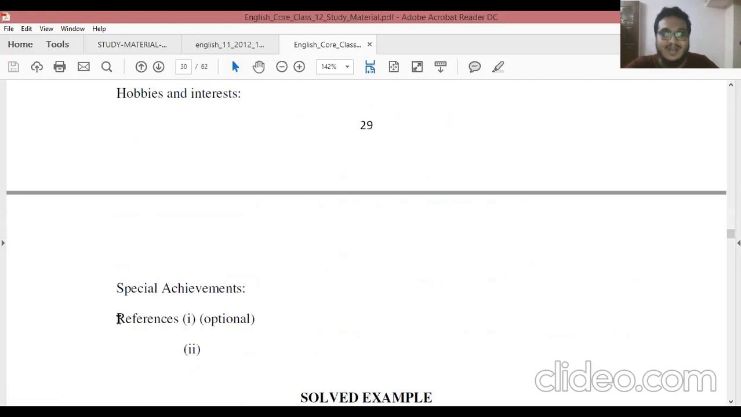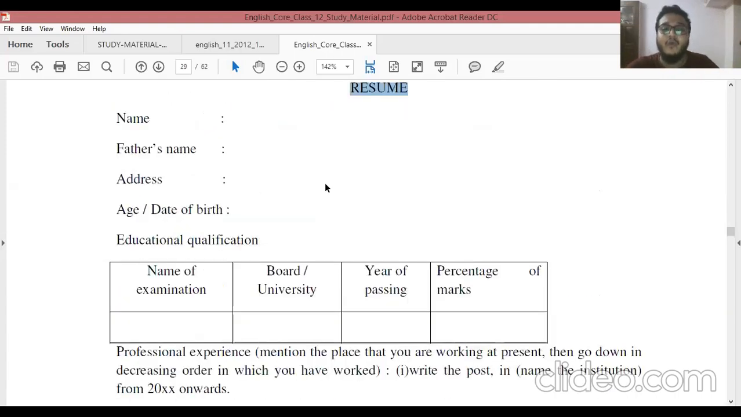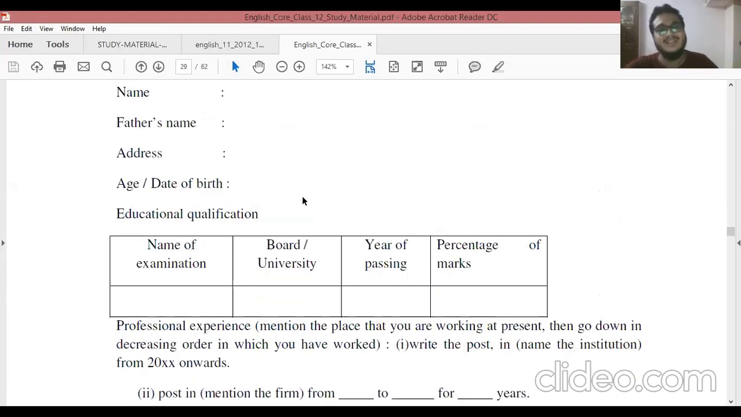special achievements, and reference, optional. If you know, as per your reference from educational reference or work reference, you know your teacher, I'm good with you, you can give my reference here. Anyone, two reference details, name and number will be shared. This is a basic format for biodata.